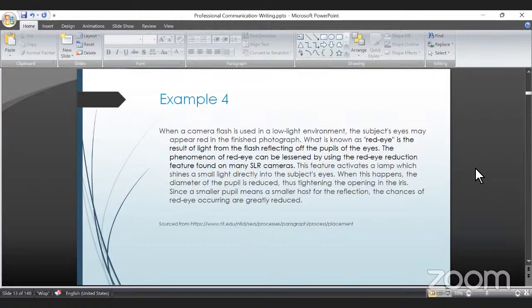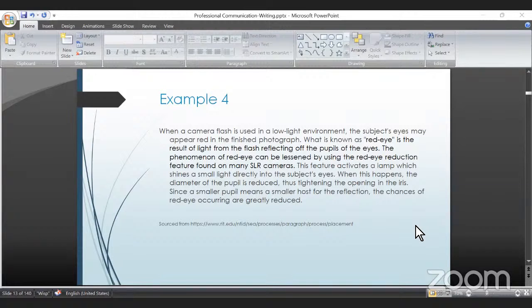Okay. Any guesses on what the topic sentence is? Red eye is the result of light from the flash reflecting off the pupils of the eyes. Right. Okay. What is known as red eye is the result of light from the flash reflecting off the pupils of the eyes. If that is the identification.